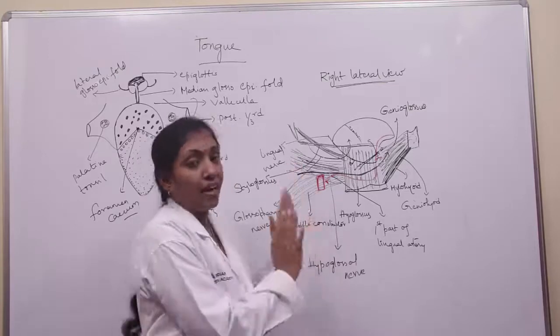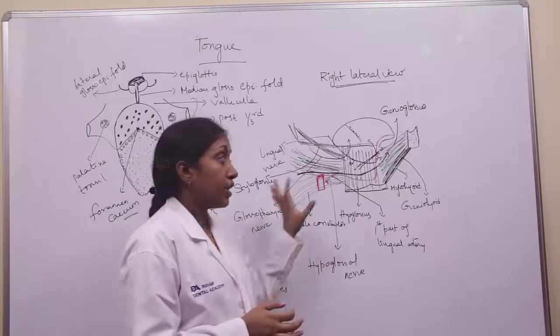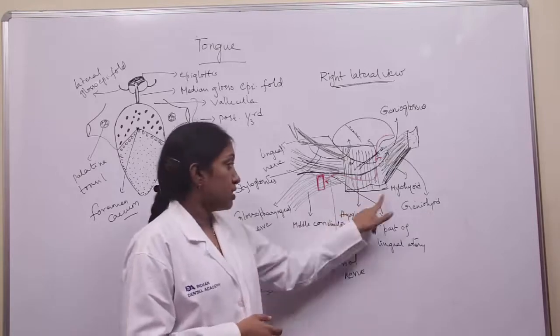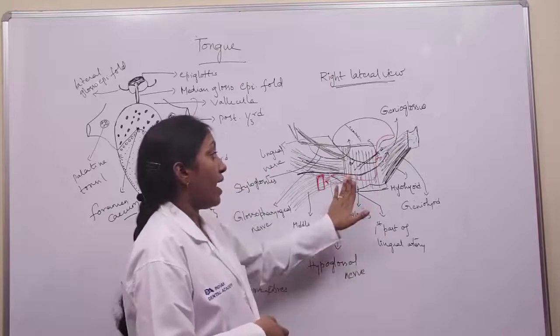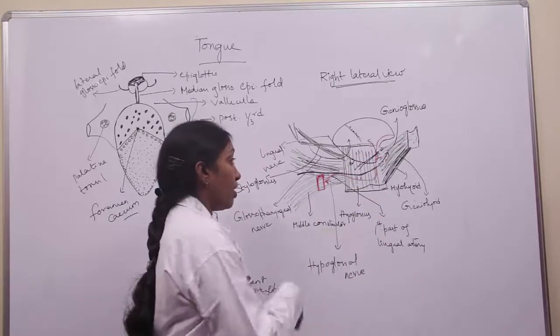So coming to the hyoglossus muscle again, it is a quadrilateral muscle and it arises from the superior cornu and body of the hyoid bone. So this is the hyoid bone. It arises from the superior cornu and some part of the body of the hyoid bone, and it is covered by mylohyoid muscle. This is the hyoglossus muscle. It is covered by mylohyoid muscle.